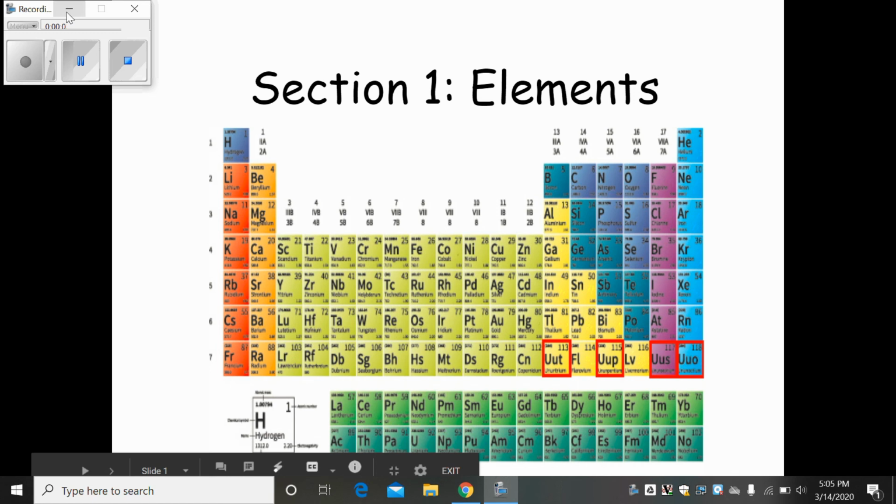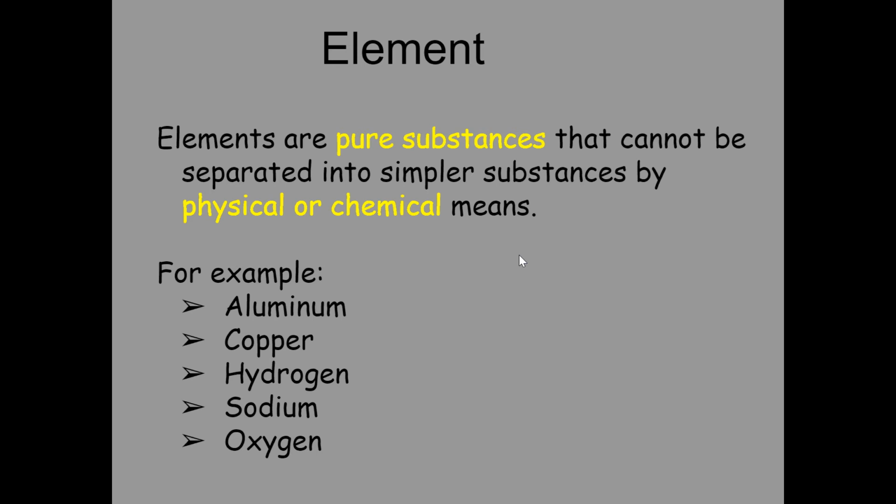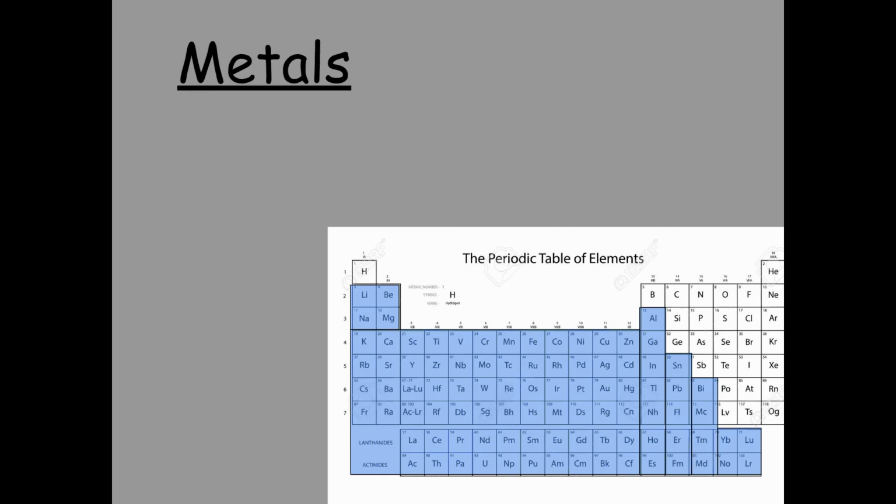We already talked about elements. We did this last week when we were still in school, but let's just refresh our memory to say that elements are pure substances. They can't be broken down by physical means or by chemical means. These are the things that are on the periodic table, and they are pure substances. They can't be broken down. We group elements according to their properties into either metals, nonmetals, or metalloids.